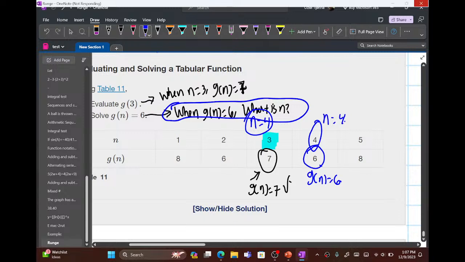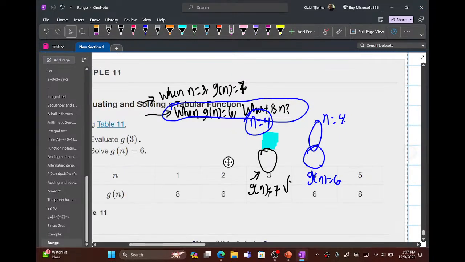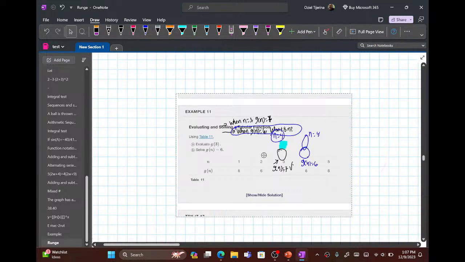Okay? And again, my OneNote is acting up. Oh my god. Okay.